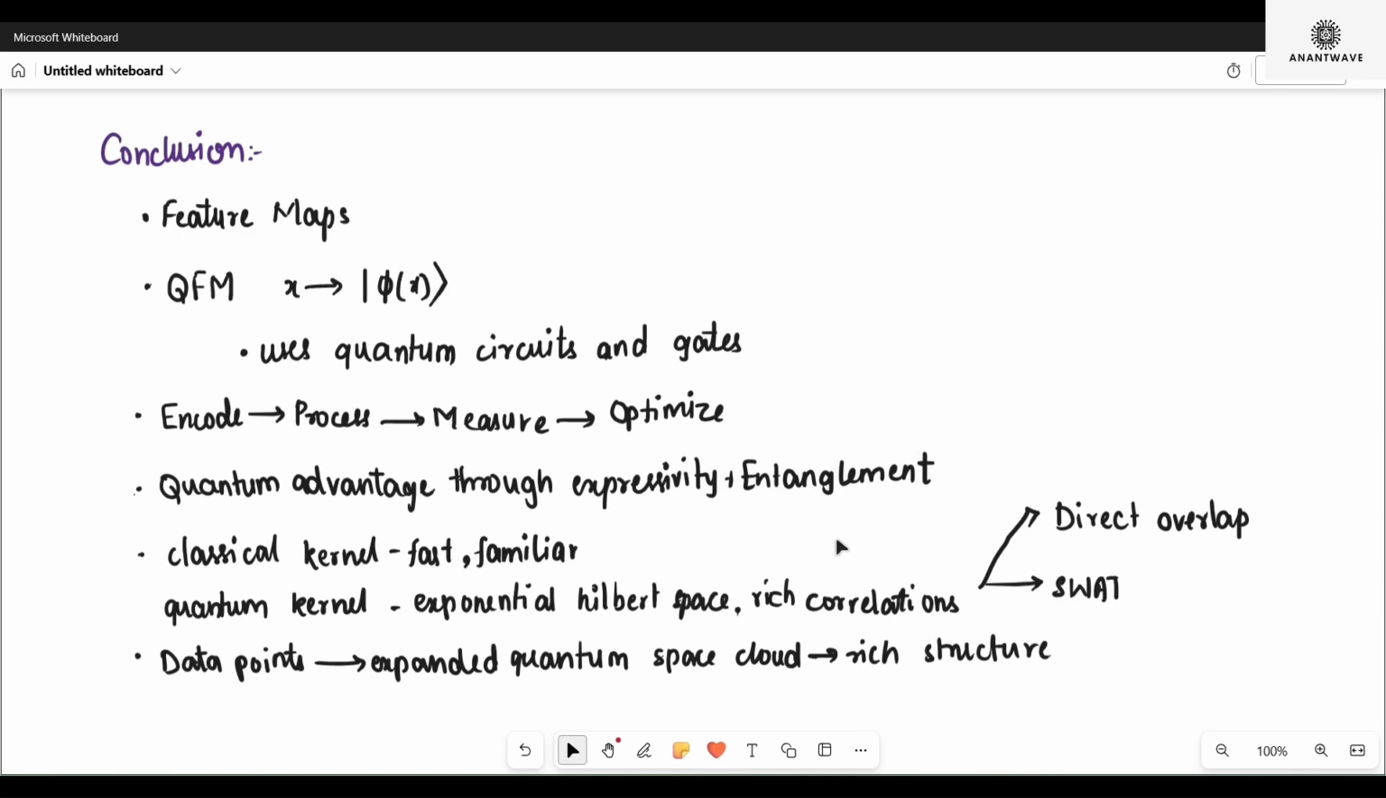Then we compared classical kernels to quantum kernels, which measure overlap between quantum states. And then we unpacked high dimensionality data embedding, where quantum systems naturally lift classical data into exponentially large spaces, enabling advanced pattern recognition. And then quantum feature maps and quantum kernels represent a fascinating frontier that is combining the strength of quantum computing with the power of machine learning to tackle problems we can't solve classically.